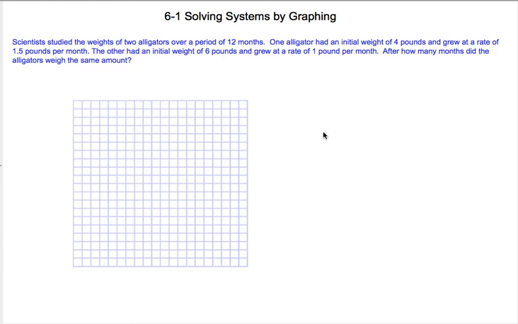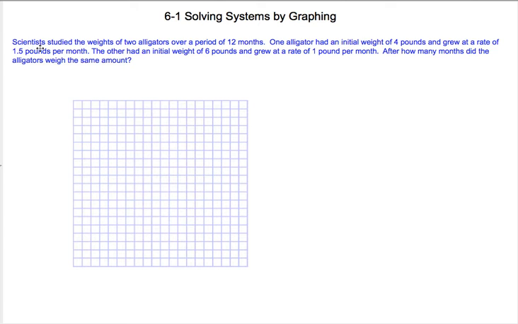Hello, in the last chapter we learned how to graph linear equations, and we saw how it's easy to visualize the slope and what the slope stands for, and we can kind of get a picture of what the equation looks like. In this chapter we're going to be solving systems of linear equations, and I'm going to show you how we can do that visually by using a graph.